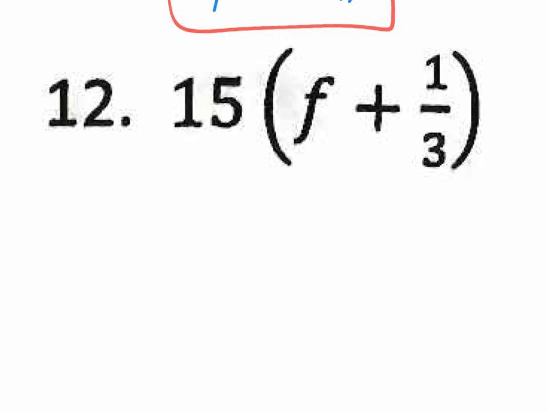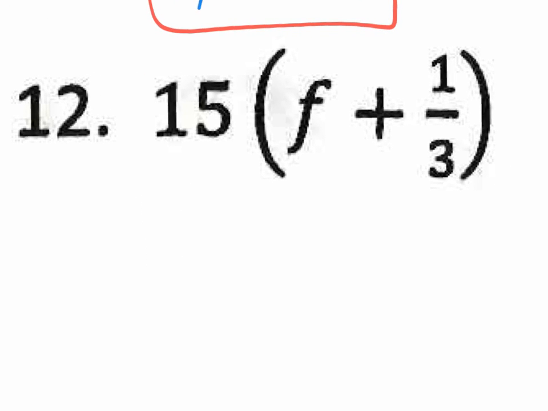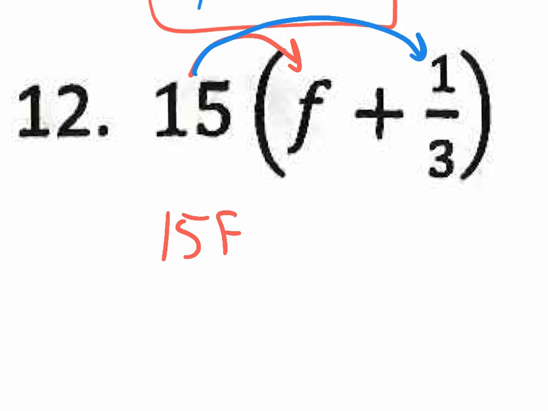Number 12. Number 12, a lot of people get confused with number 12 because we're distributing a number into a fraction. But we've already done this before, guys. Multiplying a number times a fraction is easy. Well, first of all, 15 times f, what's that? 15f. That's too easy. Let's get to the fun part. I want to take this 15 and I want to multiply it by the fraction 1/3.